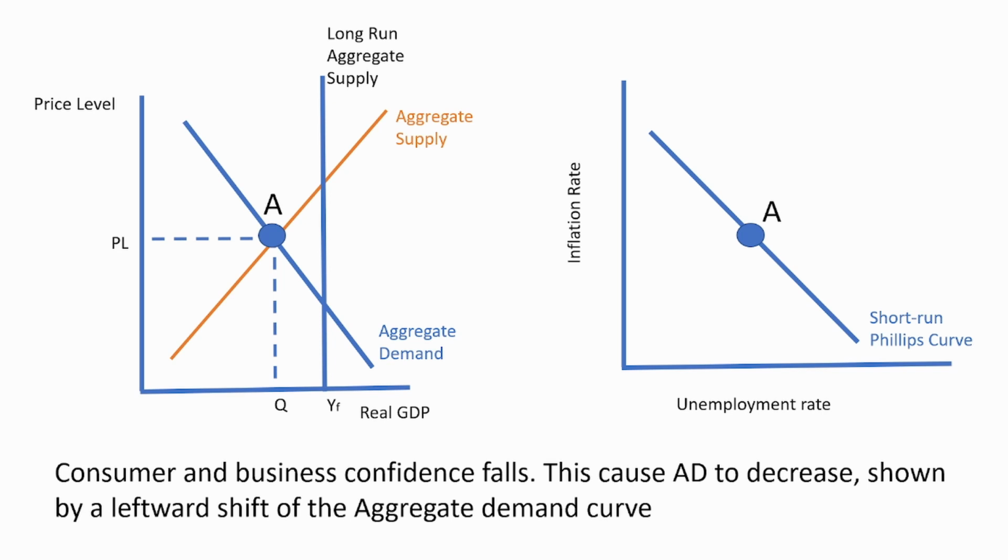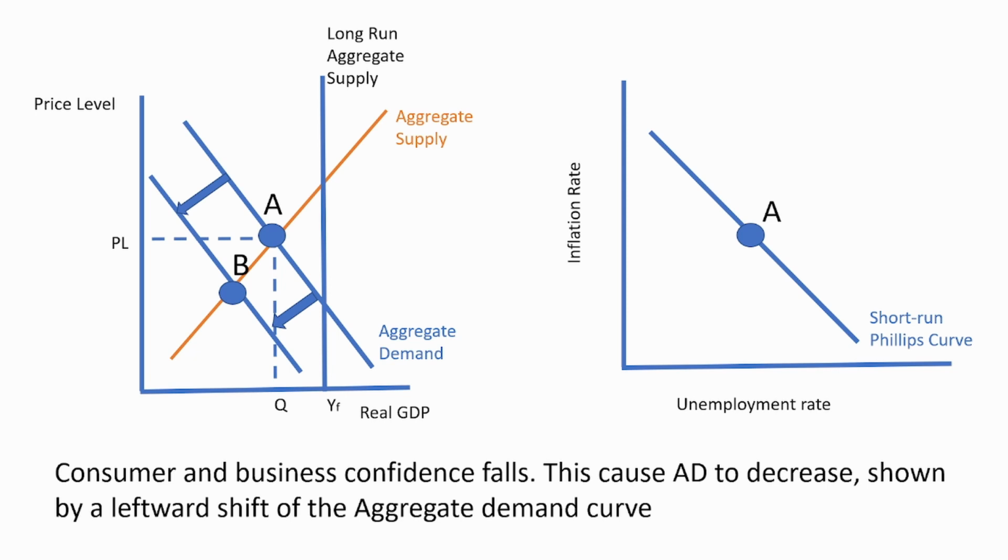Now, let's have a scenario. Consumer and business confidence falls. This causes the aggregate demand to decrease, shown by a leftward shift of the aggregate demand curve. So we have this happening. When this happens, we end up with a new point, which is point B. If you notice, output is lower, which means employment is lower and unemployment is higher. But price level is falling.